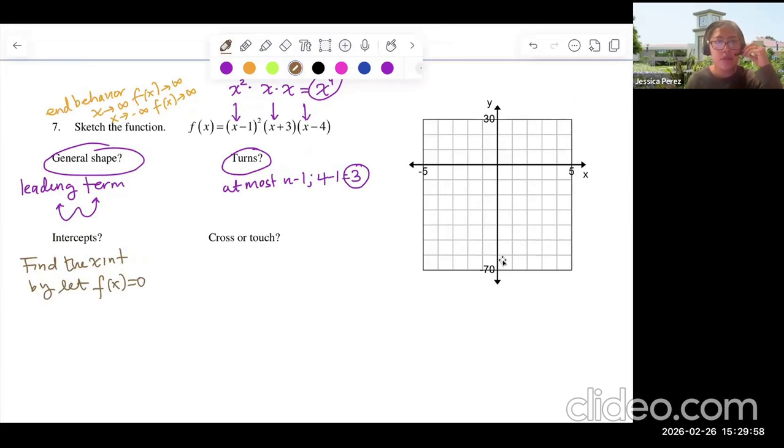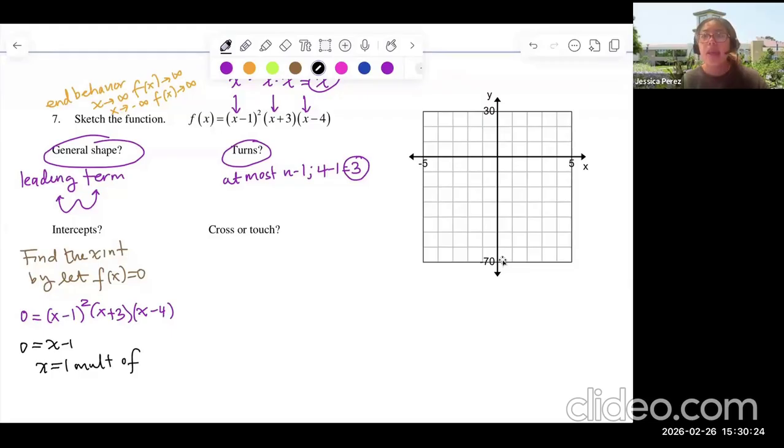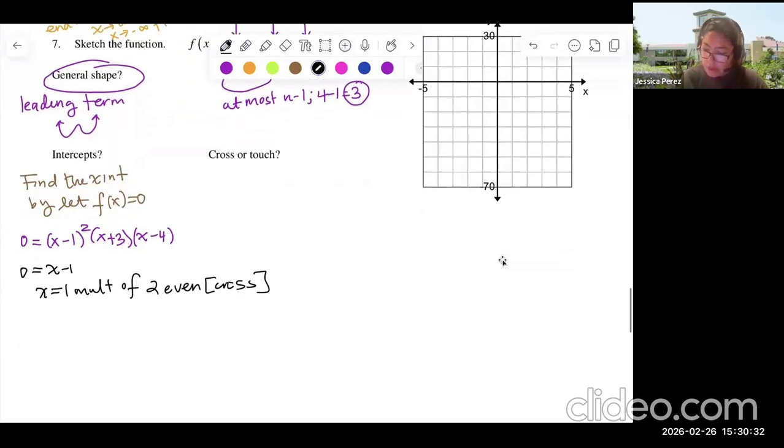Alrighty, so right now what we are doing is we are finding the x-intercept. So we are going to let f of x be equal to 0. So we have 0 is equal to (x minus 1) quantity squared, (x plus 3) times (x minus 4). Now, using the zero product property, 0 is equal to x minus 1. We get x is equal to 1 with multiplicity of, and we already went over that. The multiplicity is 2, which is an even multiplicity. Because it's an even multiplicity, it will touch the x-axis.